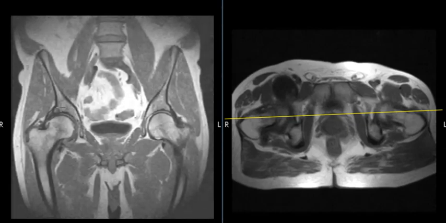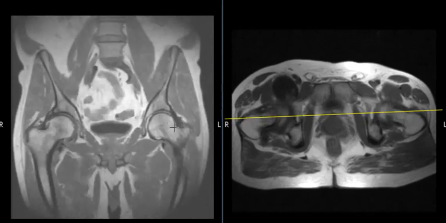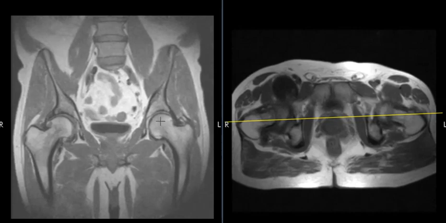This is the right hip, left hip. We see that the left femoral head, which is this round ball, is nice and round, very uniform. It looks like a tennis ball, just perfectly spherical. This is the cup it rotates in, the acetabulum. So this is a normal left hip.